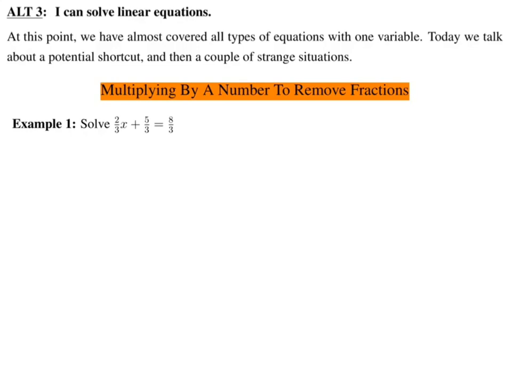So we have our first example here. We have 2/3 x, we have 5/3, and we have 8/3. Notice that the denominator is 3 for all of them, right? So you can see here that the bottom of the fractions are all 3. Because of that, you're going to want to go ahead and multiply the entire equation by 3.